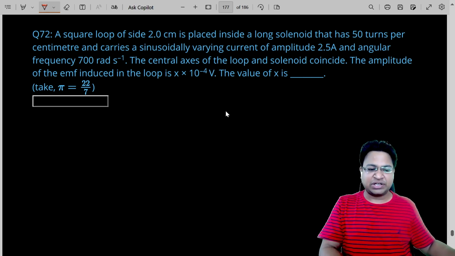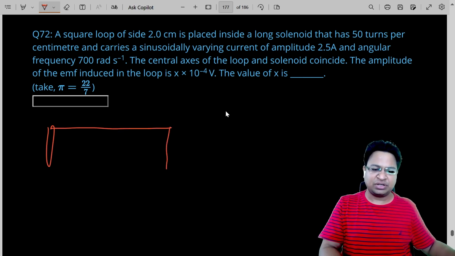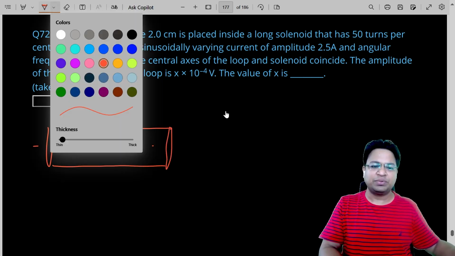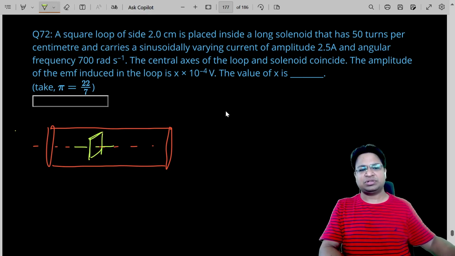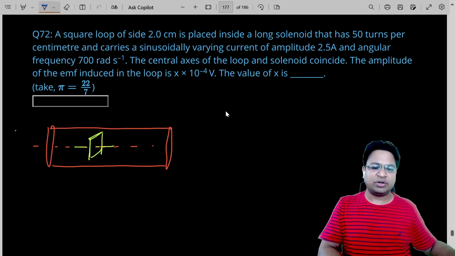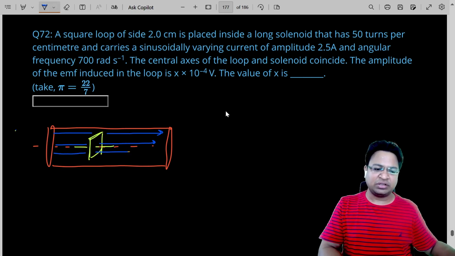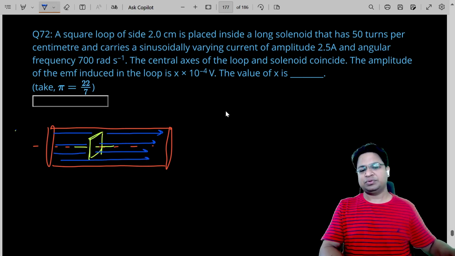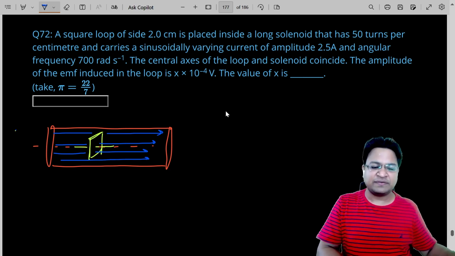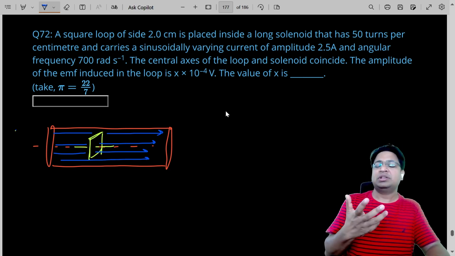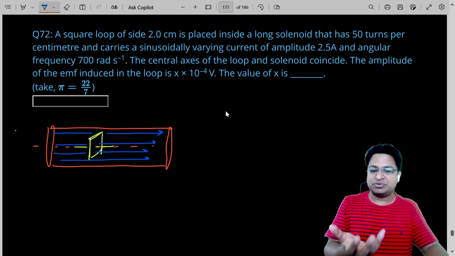Okay, let's first understand the situation. There is a solenoid here, and this is the axis of the solenoid. So we have a square loop which is kept somewhat like this inside the solenoid. The axis of the loop and the solenoid are coincident. Now, because of the solenoid, there would be a magnetic field in this direction. So we can clearly see that there would be magnetic flux passing through the square loop. And the current in the solenoid is a varying current, which will cause the magnetic field to change. Therefore, the magnetic flux through the square loop will change, producing EMF in it.